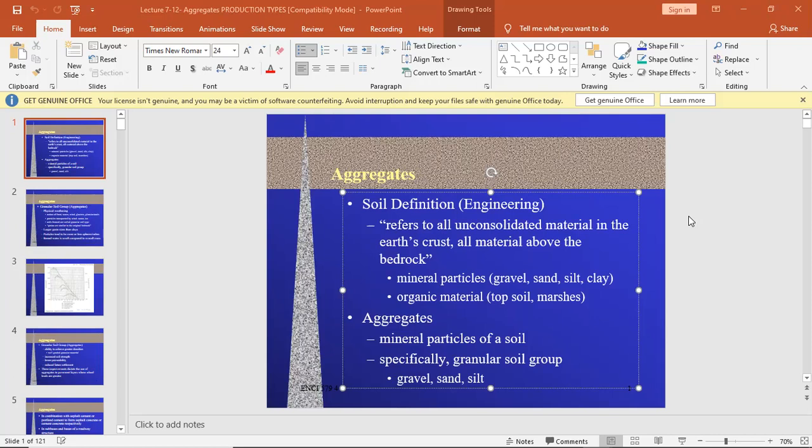Locally we call soil mitti, but what I mean by mitti is something that passes sieve number 200. All that is retained on number 200 sieve is at least an aggregate. If it is of larger size, then it can be gravel, and if it is of smaller size, then it's silt.